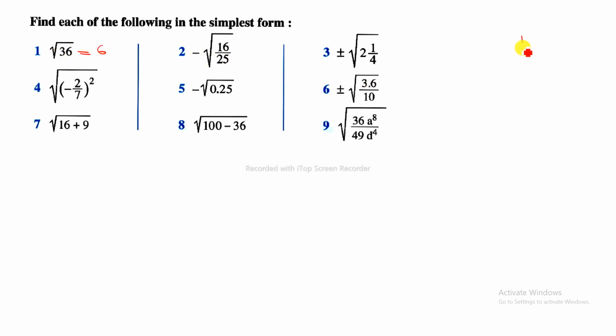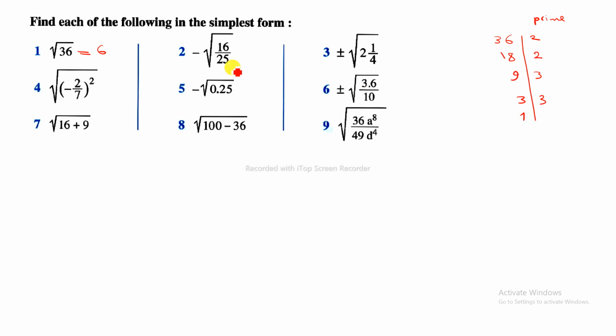Okay, 36. Let's factorize 36 into its prime factors. 36 is divisible by 2. 36 divided by 2 is equal to 18. 18 divided by 2 is equal to 9. 9 is not divisible by 2. 9 divided by 3 equals 3. 3 is a prime number, divided by itself is equal to 1.